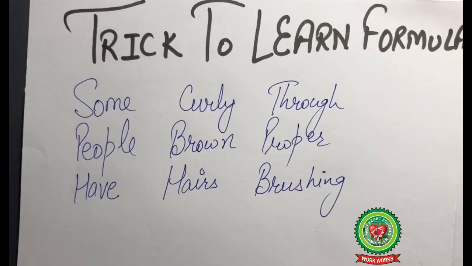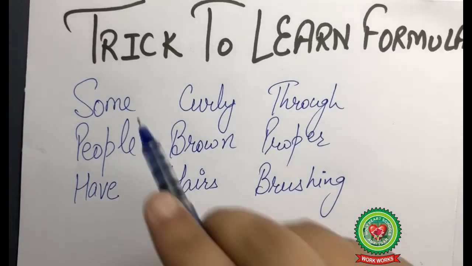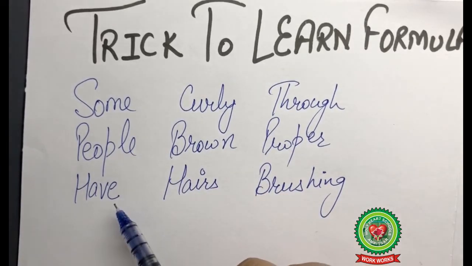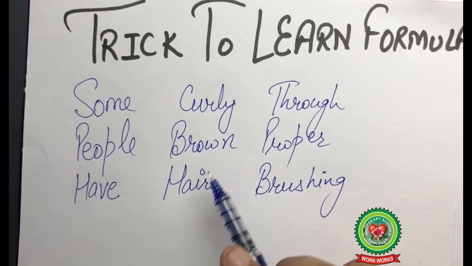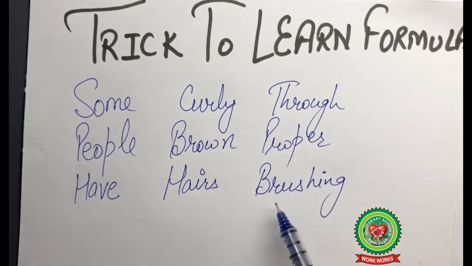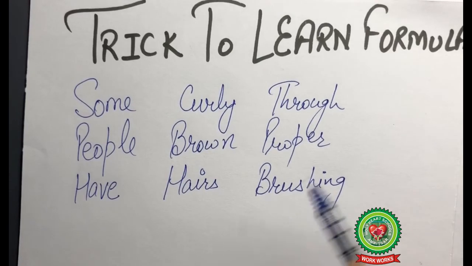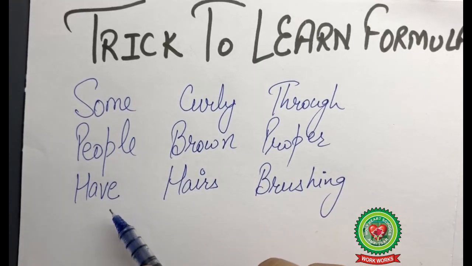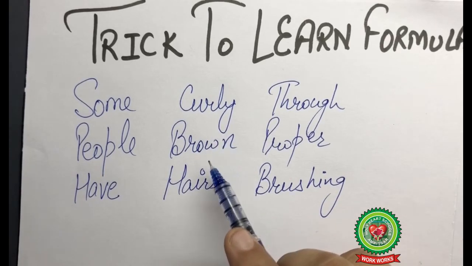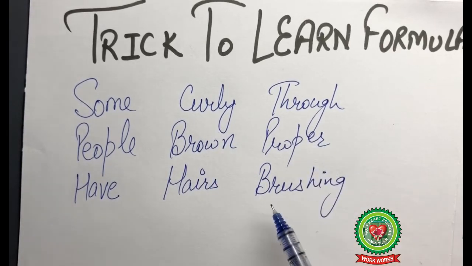Now students, I am going to give you a trick to remember the formulas. And the trick is we are going to remember this line, which will help us in remembering all the 6 T ratios. And the line is: some people have curly brown hairs through proper brushing. I repeat it once again. Some people have curly brown hairs through proper brushing.